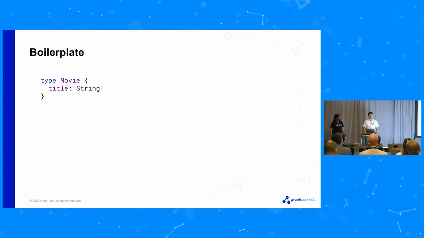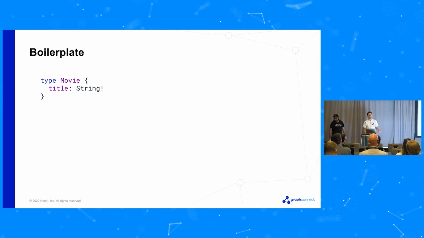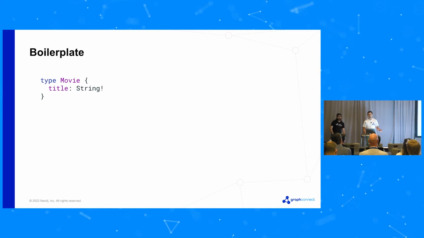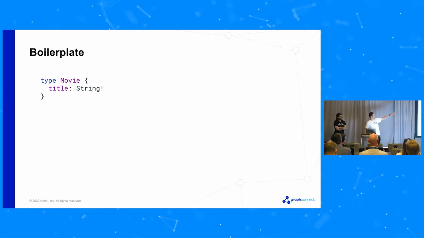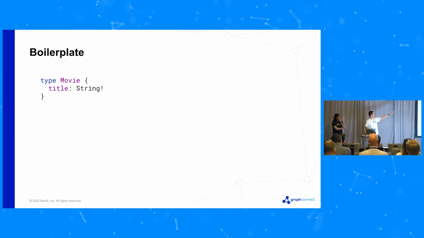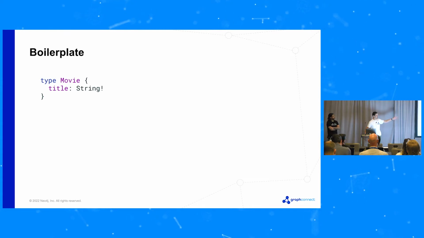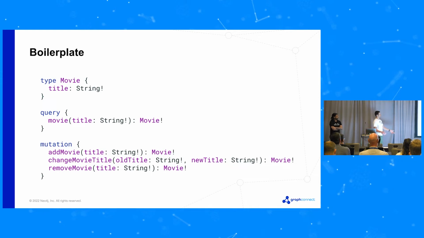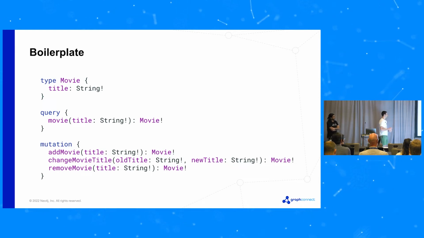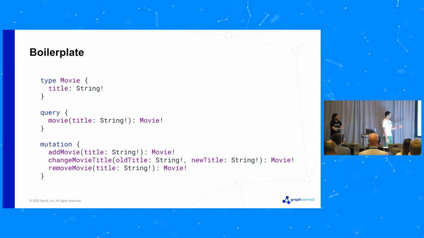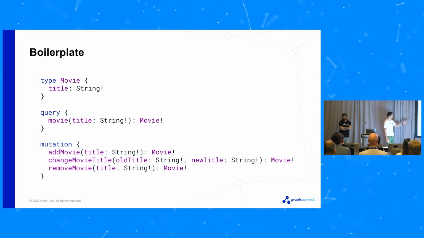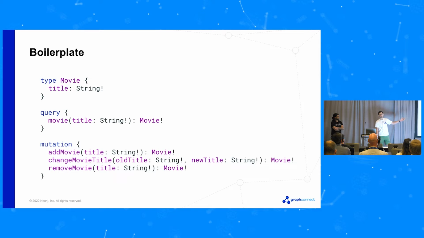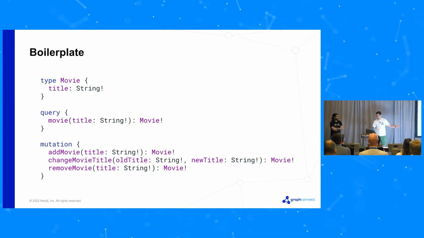One of the problems this library tries to address is boilerplate. This is what you want to define. This is your domain. You have a movie with a title. But with GraphQL, you've got to define all of this, like a query if you want to query a movie, mutations, maybe add movie, change movie, remove movie, and then underneath all of this, you're going to have to define all of the resolvers as well. It's a lot of work.